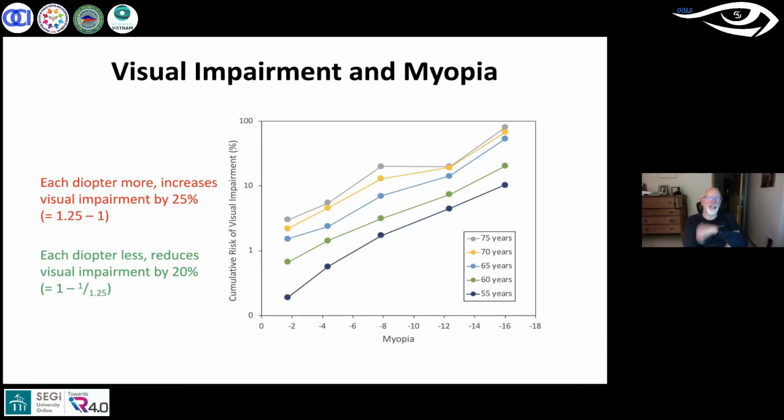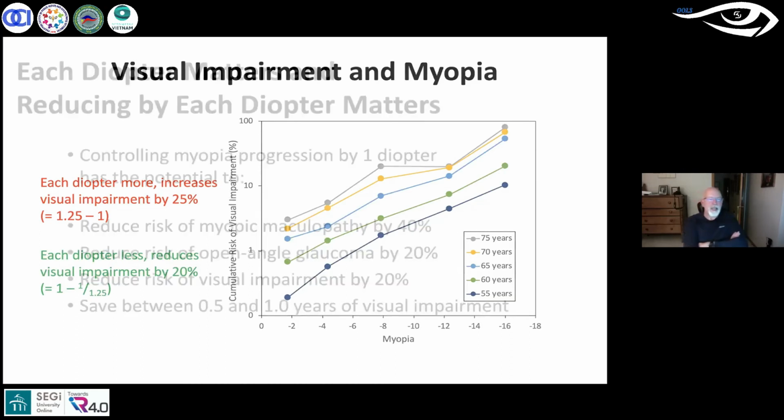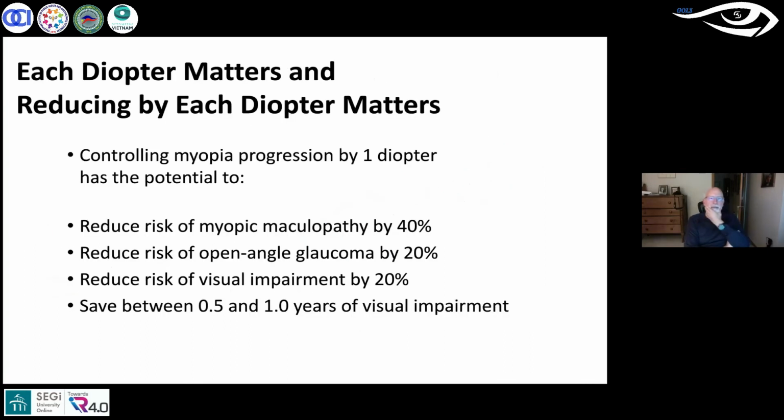Again, let's turn that on its head. If we could slow myopia by a diopter, we could ultimately lower the risk of a patient's visual impairment by 20%. That's huge, okay? If that doesn't get you out of bed tomorrow morning, I don't know what will. So in summary, a diopter matters, okay?